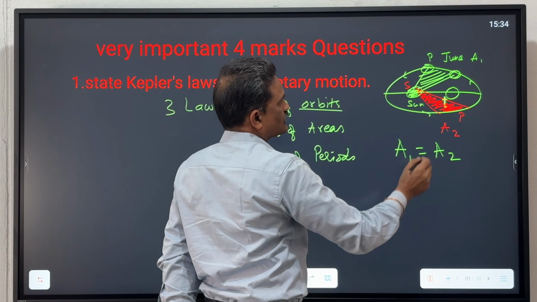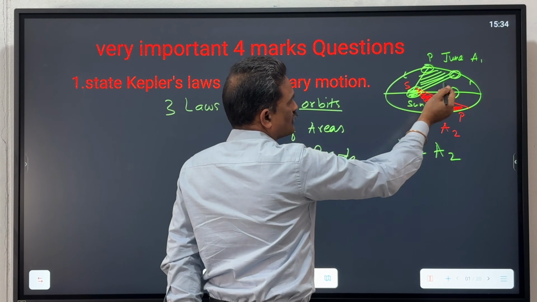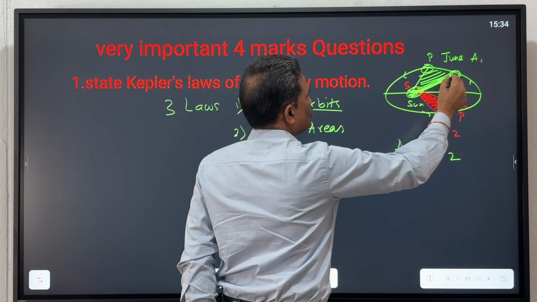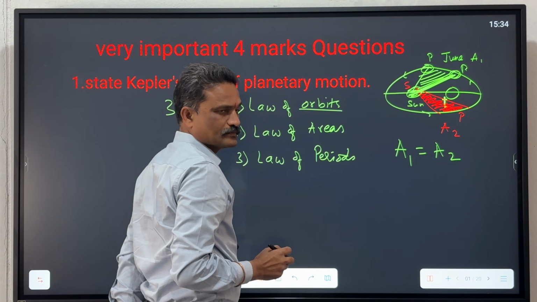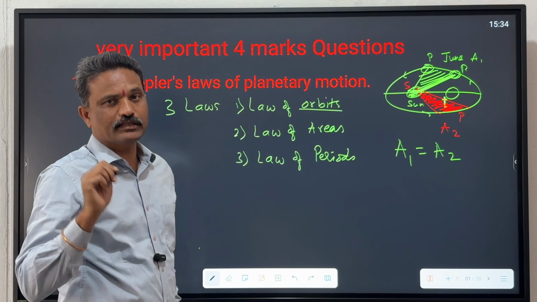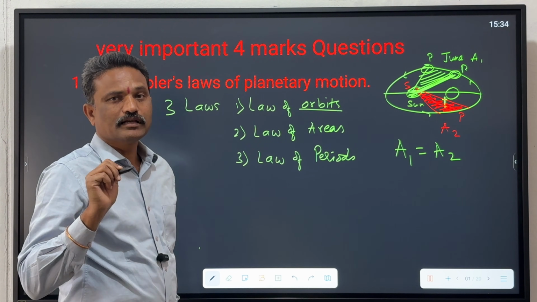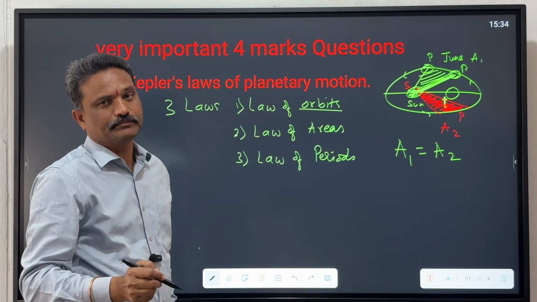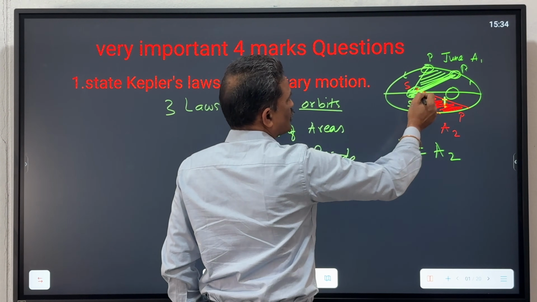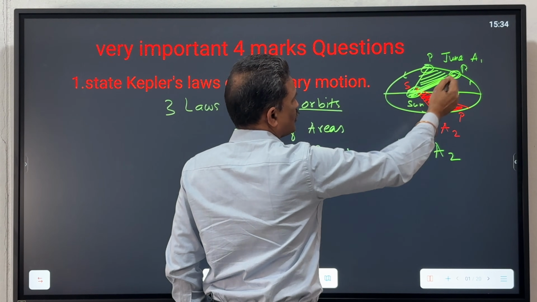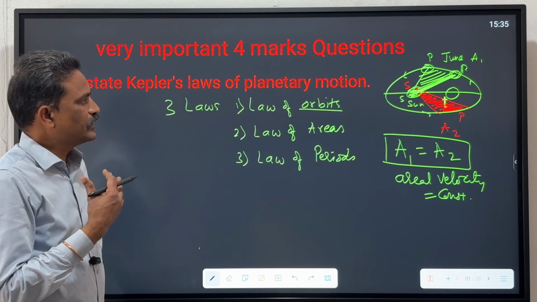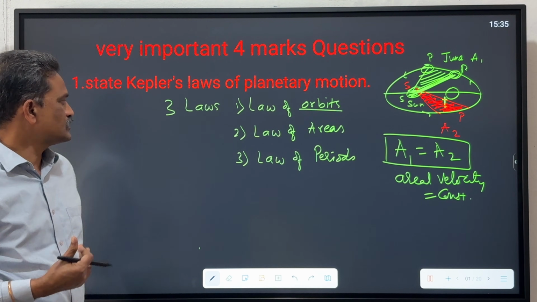So what are these areas? These areas are nothing but the area swept by the line joining the planet and the sun. So how to write the statement? The area swept by the line joining the planet and the sun is the same in equal intervals of time. So in equal intervals of time, the area swept by the line or the radius joining the planet and the sun is the same. In equal intervals of time, the radius vector sweeps equal areas.